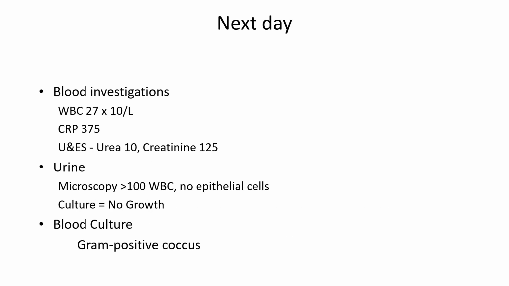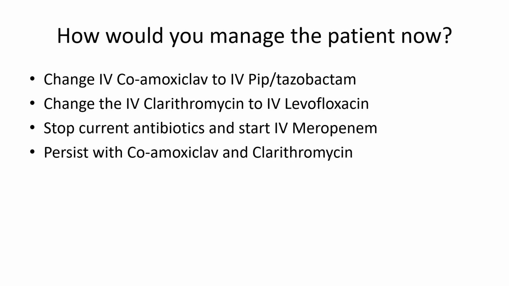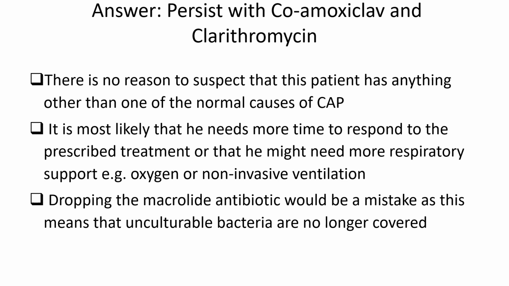The next day, the WBC is still rising, CRP is rising, and urea, electrolytes, and creatinine are all rising. Microscopy in urine showed a high WBC. On culture there was no growth. Blood culture grew gram-positive cocci. Now, how do we manage the patient? Will we change it, stop it, or persist? The answer is to persist.